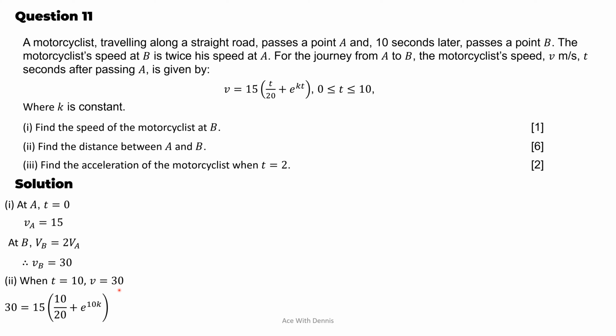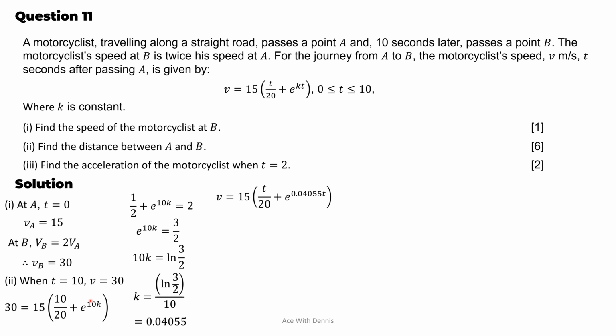So we can substitute this information into the equation to find the constant k. The equation becomes 30 equals 15 bracket 10 over 20 plus e to the power of 10k. Then we solve this equation. We get half plus e to the power of 10k equals 2, which means e to the power of 10k equals 3 over 2. So 10k equals ln 3 over 2. k will be ln 3 over 2, over 10. And the answer for k is 0.04055.